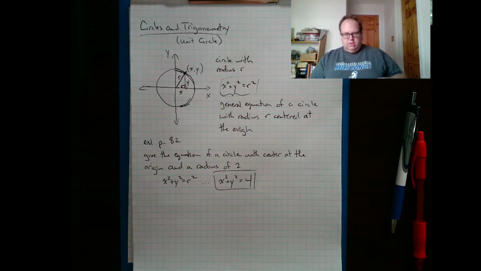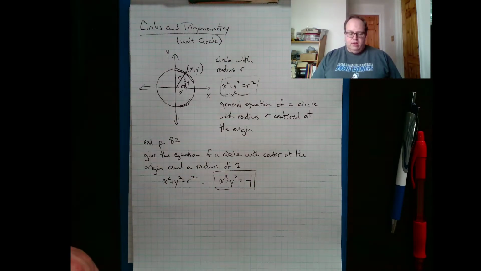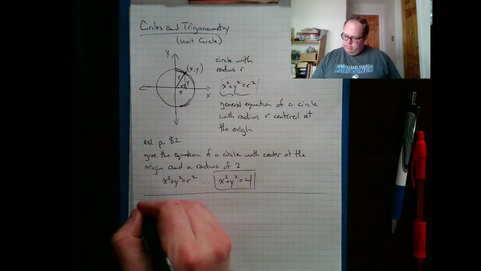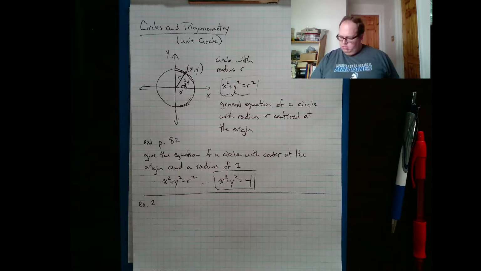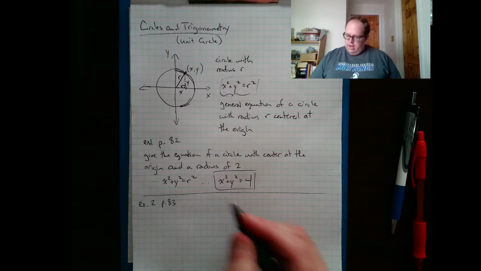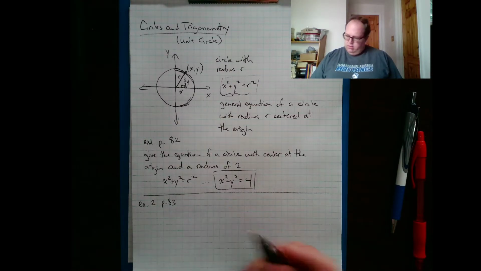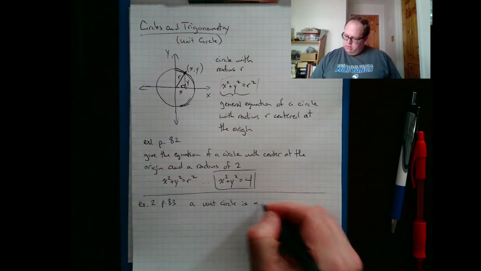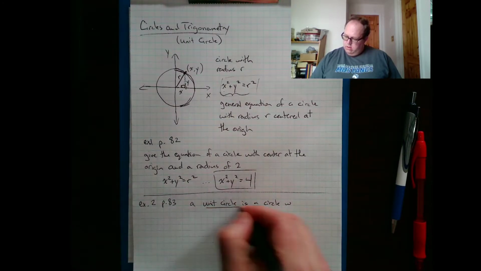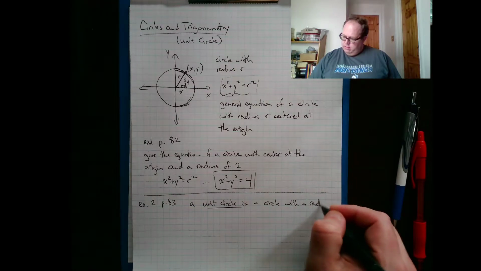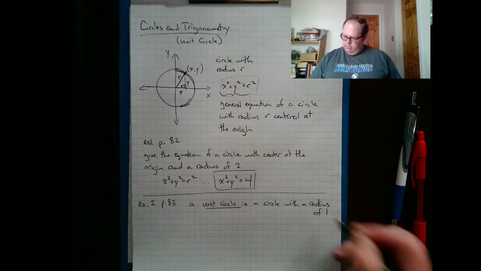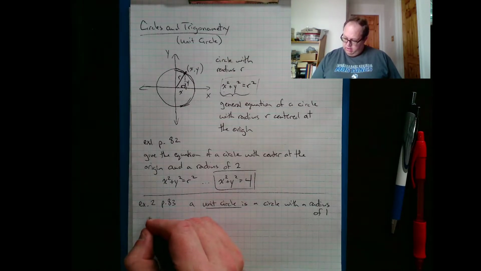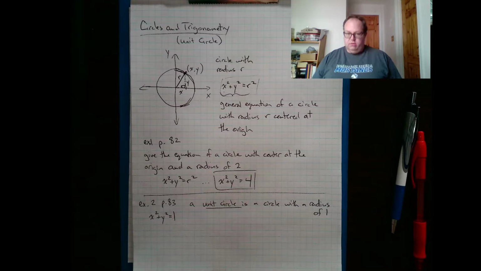Now, what this can allow us to do is to talk a little bit more detail about any point that happens to be on a circle. I think I can fit example 2 in down here. It's example 2 on page 83. And it defines something that we call a unit circle. Now, a unit circle is a circle with a radius of 1 unit. So the equation for a unit circle would be x squared plus y squared equals 1.